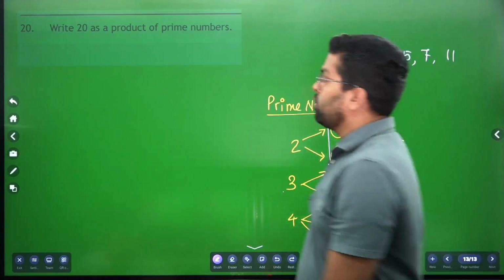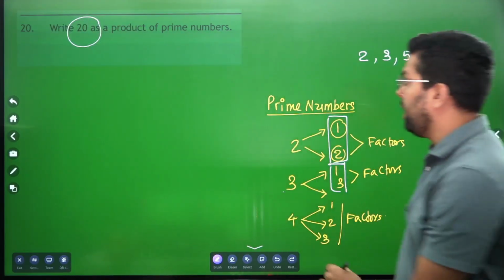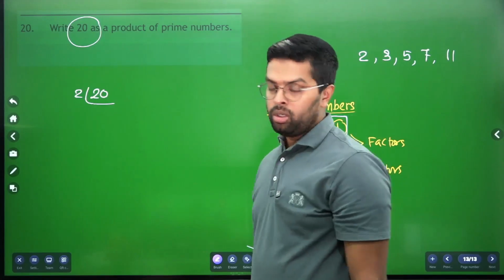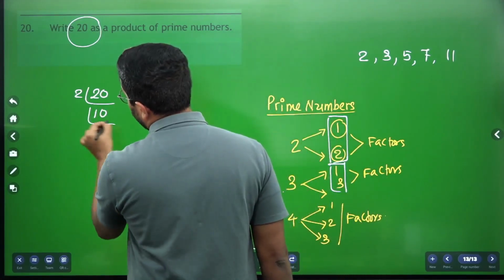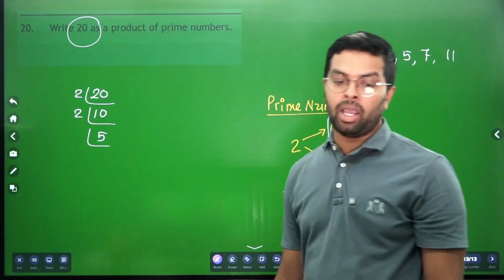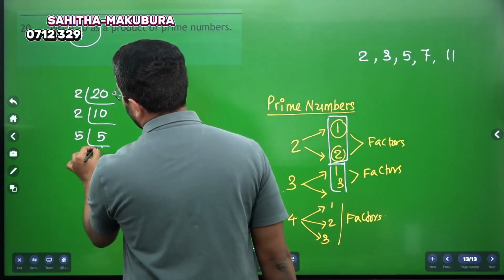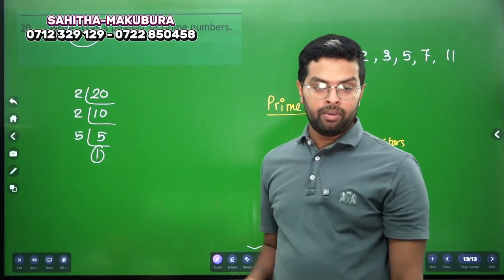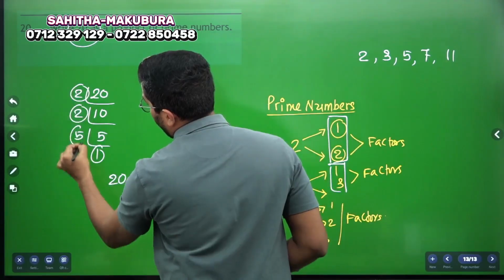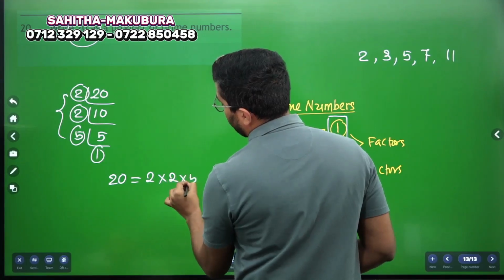Alright, okay. So what we have to do now is write 20 as a product of its prime factors. Start dividing 20 from the smallest possible prime number, 2. 20 divided by 2 is 10. 10 is again divisible by 2. The answer is 5. The next possible prime number to divide 5 by is 5. So that equals 1. You have to divide until you get 1 at the end. So 20 equals 2 times 2 times 5. So this is the answer.